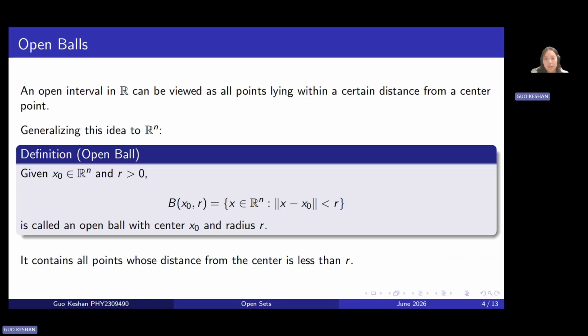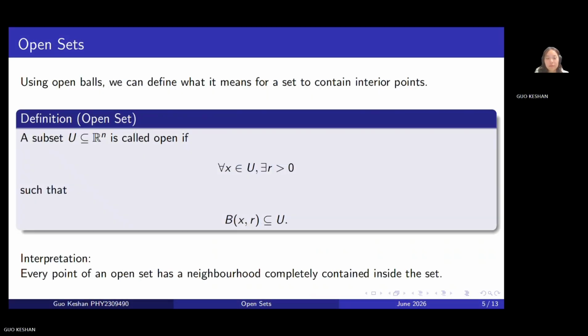Notice that the boundary is not included because the inequality is strict. This is exactly why we call it an open ball. If we change the inequality to less than or equal to, we would obtain a closed ball instead. You can think of an open ball as a higher dimensional version of an open interval.